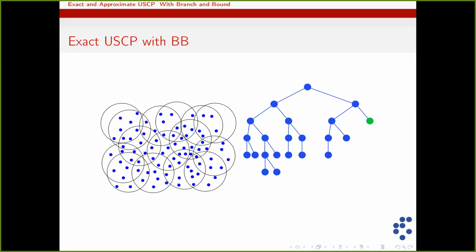The cover is built iteratively. Each set either is or is not in the optimal cover. Those decisions can be represented as a binary search tree. The branch and bound algorithm exhaustively explores the tree. It keeps a record of the best solution found yet. At the end, the best solution found is reported.